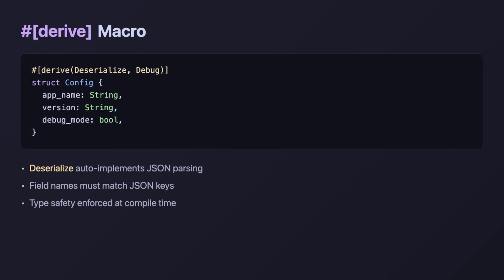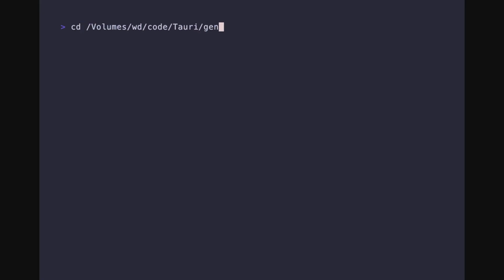The derive Deserialize macro is the magic. It auto-implements JSON parsing for your struct. Field names must match the JSON keys exactly. Now let's write the code to parse our config.